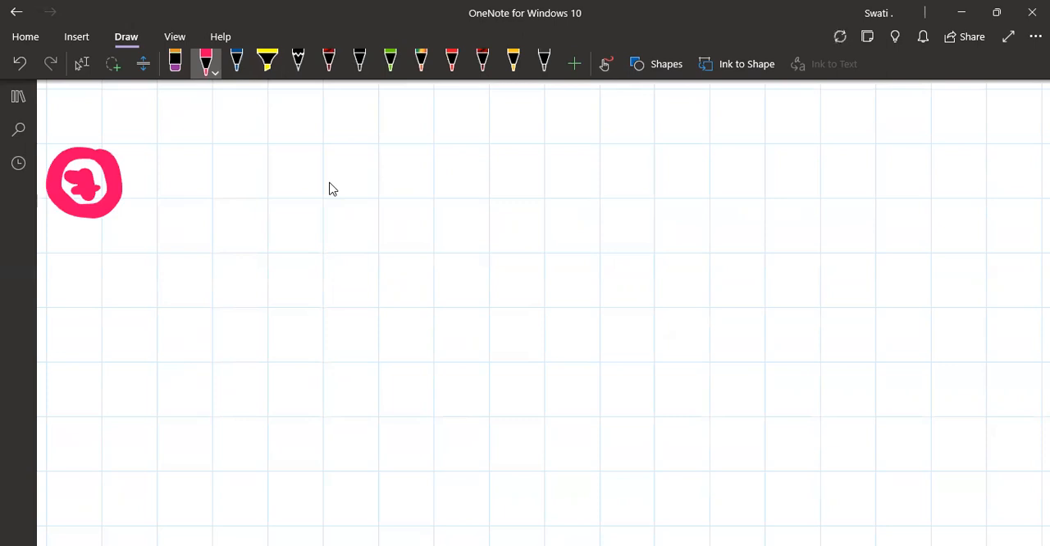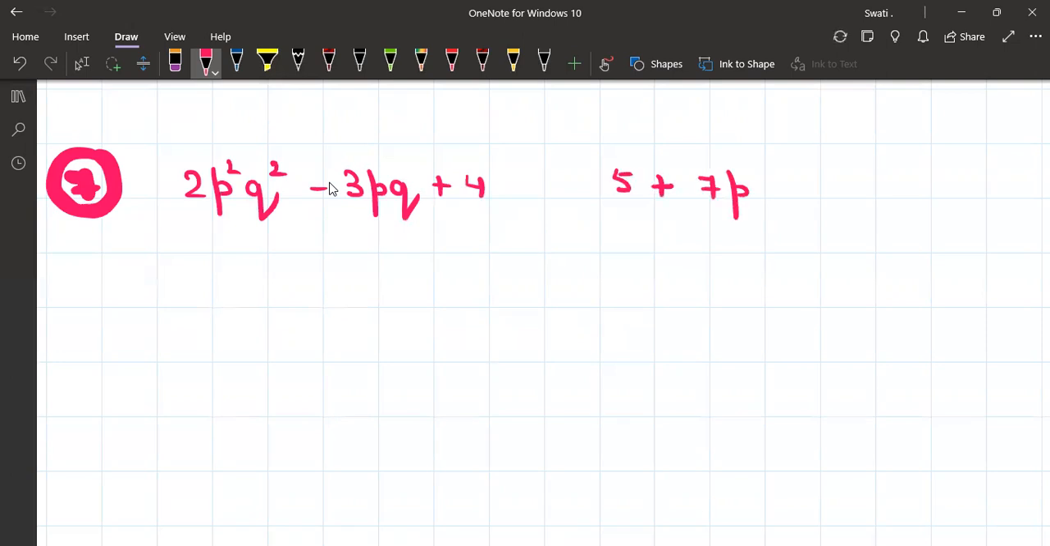Yes. So in this one, we have to add 2p square q square minus 3p cube. This is the first expression we have. We have to add this, okay, plus 4 also. We have to add this with 5 plus 7p cube minus 3p square q square. Okay. So here we need to add them.